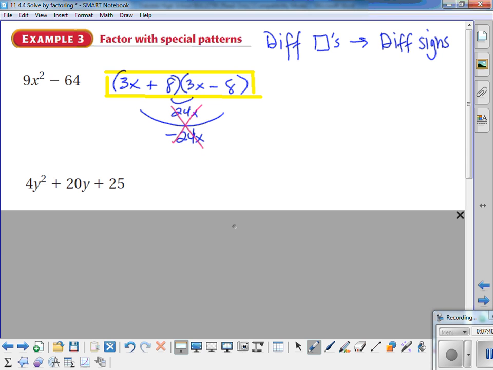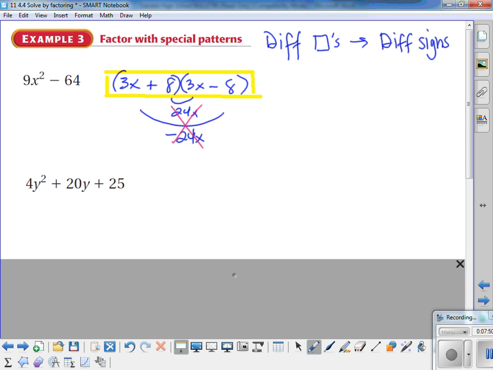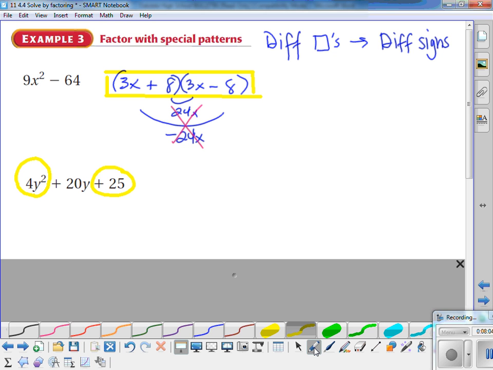All right, and then the other special pattern is when we have a perfect square trinomial. And so when you see that you have a perfect square at the start and a perfect square at the end, you should check to see, okay, is this a perfect square trinomial? Then go by line.